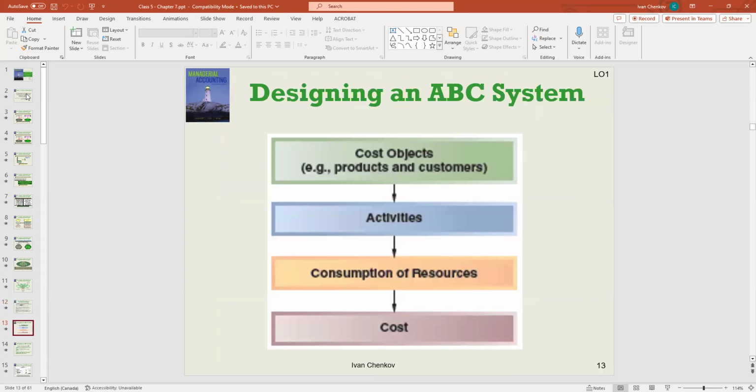Designing. Now let's design this activity-based cost system. First, again, we're going to come up with the cost object. Cost object was electricity. We're going to come up with the activities: TV, dishwasher, hot water tank. We're going to come up with the consumption of the resources, how many times, how many hours, and we're going to come up with the cost for the single activity.